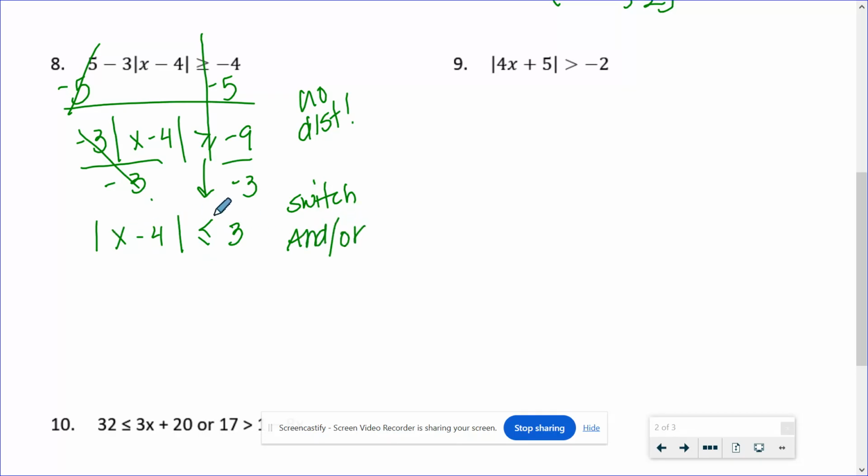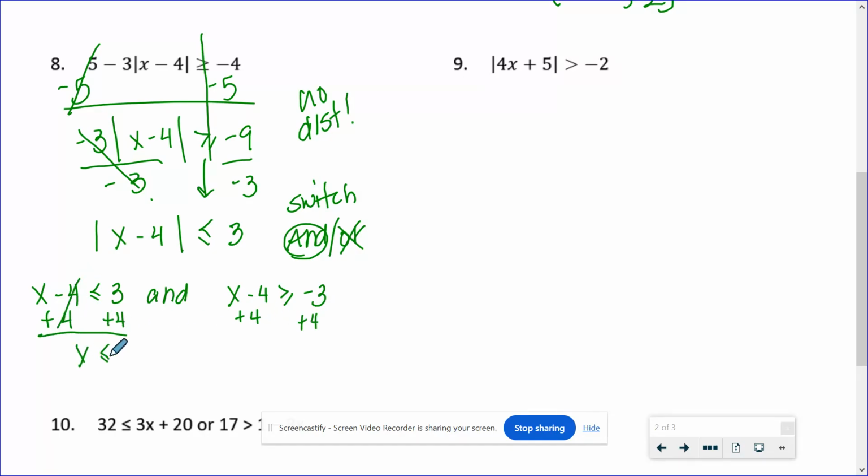So if the absolute value is less than or equal to, then it's an and type. So I'm going to break it down, drop the absolute value bars. There's my first inequality, and then I'm going to drop the absolute value bars, switch the sign, and make it opposite. So here's what I'm looking at, and I'm going to solve each one. I'm going to add 4. And again, I'm going to take a little shortcut here and just do them all at the same time.